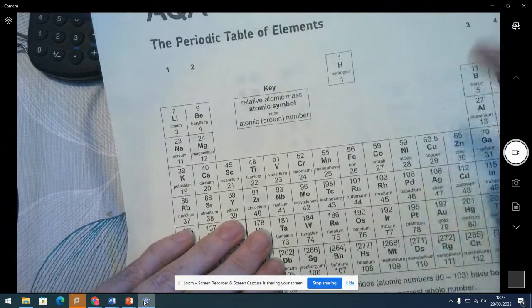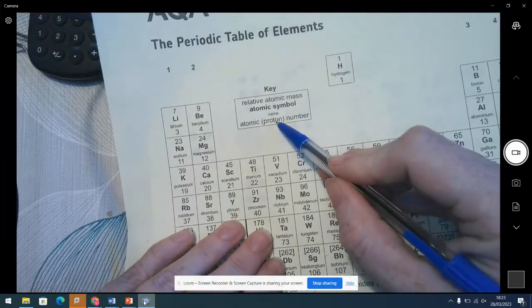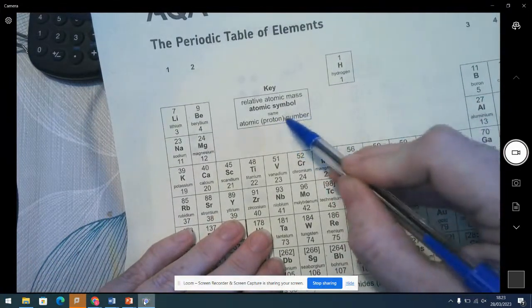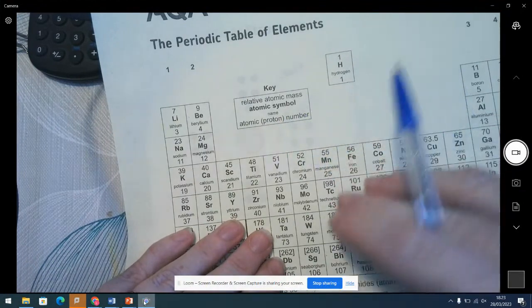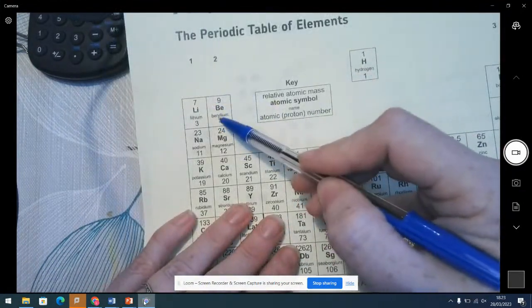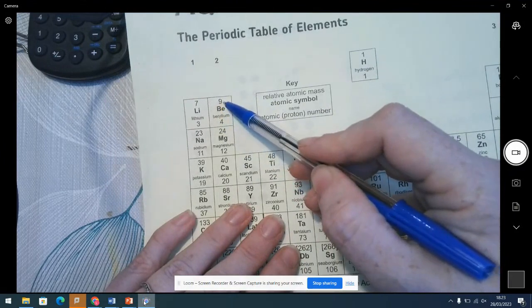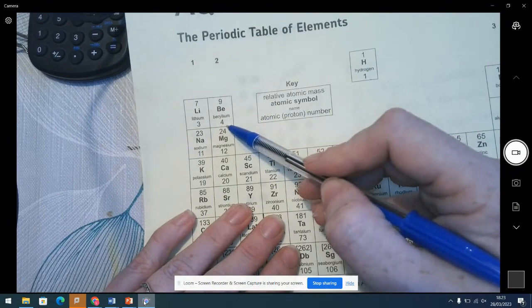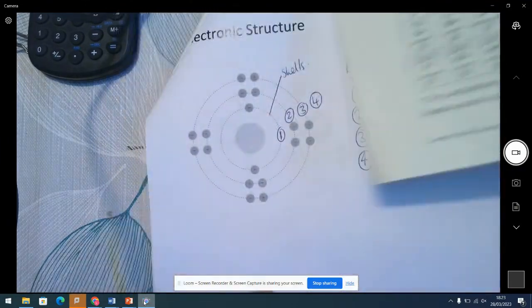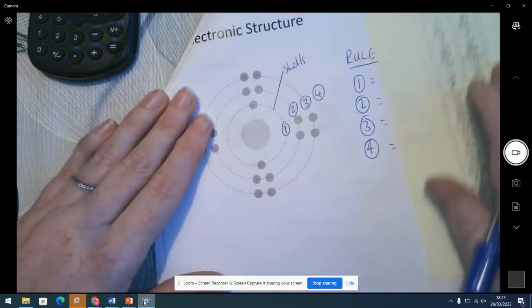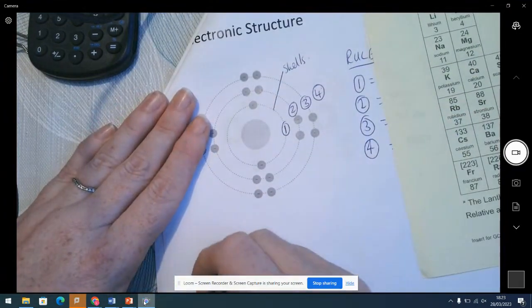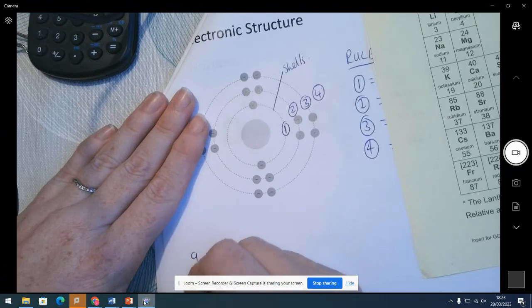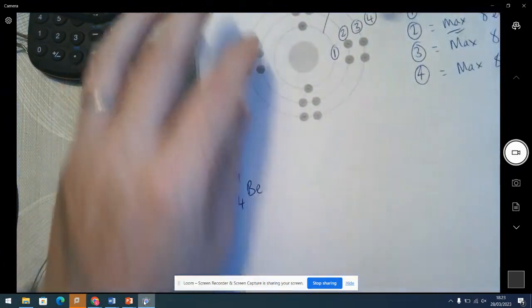So we already know how to work out the number of electrons because our electron number is the same as the proton number because positives and negatives balance out. So I'm going to pick beryllium. So beryllium here has got a mass of 9 and a proton number of 4. So if there's 4 protons, that means there's also 4 electrons. So if I draw beryllium, I'll do the symbol for you just so you can see the numbers. Okay, so there is beryllium there.